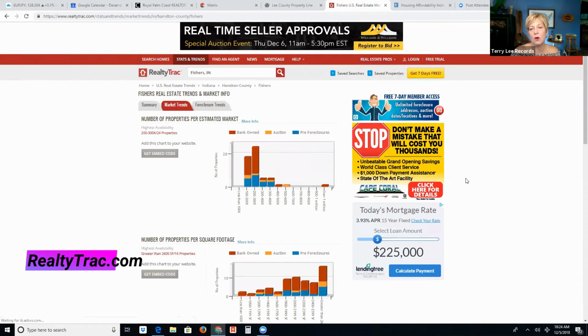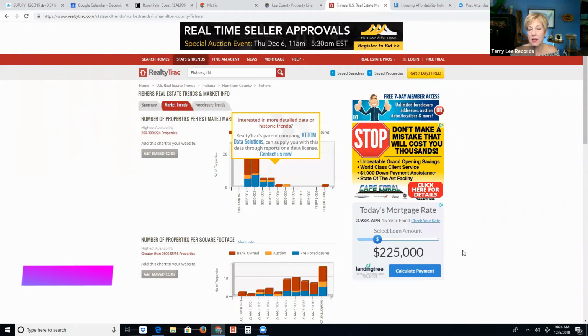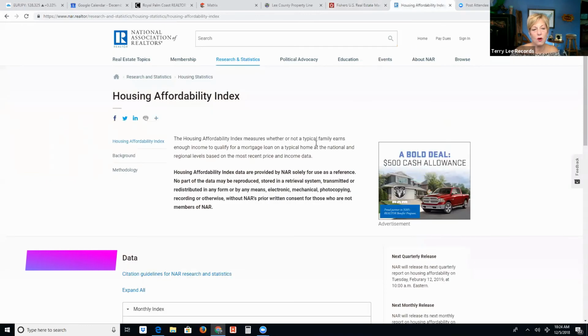Another thing you want to know about if you're selecting communities, and maybe before you go into Realty Track, you say, well, what's a good community? And so what I talk about is the Affordability Index. The Affordability Index is an index where the average person can buy the average property. So it measures whether or not a typical family earns enough income to qualify for a mortgage loan at the typical home at the national and regional levels, based on the most recent income and price levels, right? And it's supplied by the National Association of Realtors as a reference.